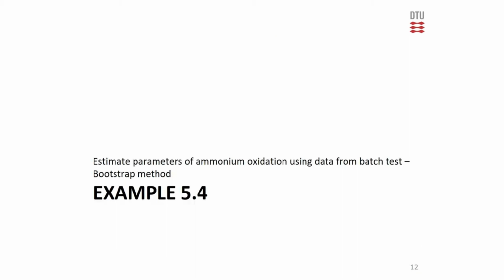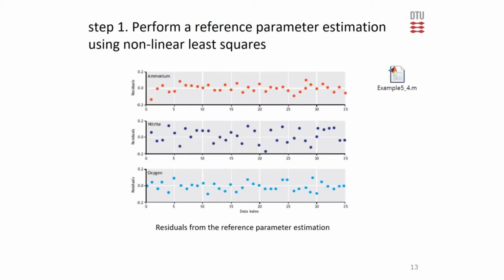An application of the Bootstrap method is presented in this video. In this example, we investigate the parameter estimation shown in part 1 of example 5.3. We use the data from batch test 1 to estimate the parameters of ammonium oxidizing bacteria. The workflow in this step is exactly the same as in steps 1, 2 and 3 from example 5.3. The output from this step is the best fit to the data and the distribution of residuals.